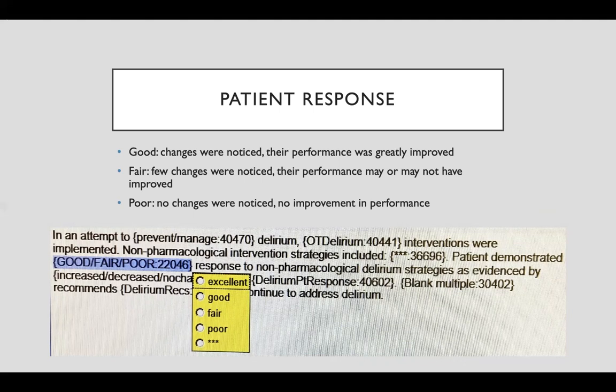But for here, I would say good would be changes were noticed in the patient and their performance was greatly improved. If you're choosing fair, I would say that there were few changes noticed in the patient and their performance may or may not have improved in the tasks that they were presented with. And the last one, poor. I would say that no changes were noticed and there was no improvement in performance.